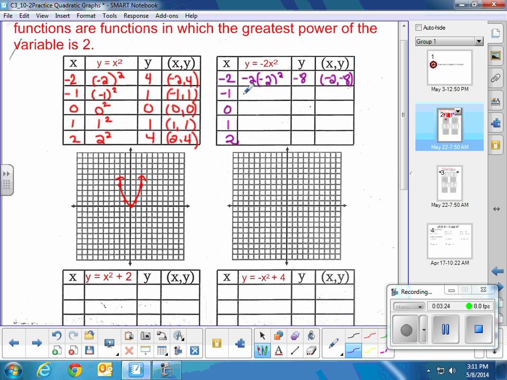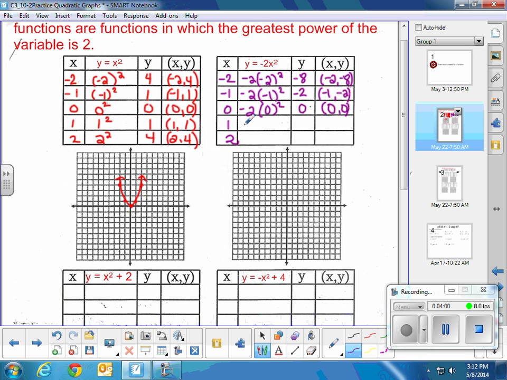Now let's plug in -1 for x. So we have -2 times -1 squared. -1 squared is -1 times -1, which is positive 1, times -2, which is -2. The ordered pair is -1, -2. Now let's plug in 0. -2 times 0 squared. 0 squared is 0. 0 times -2 is still 0. So 0, 0 is your ordered pair.